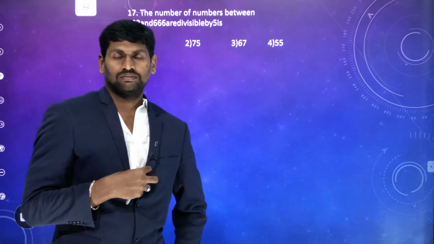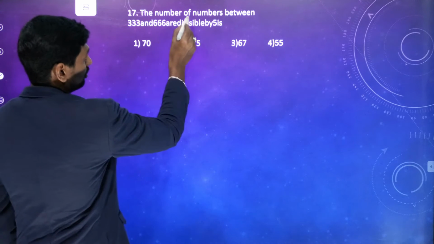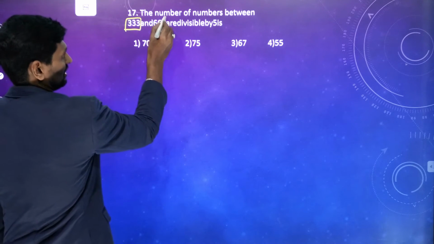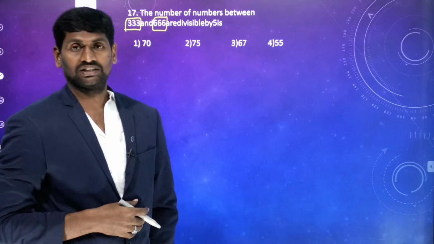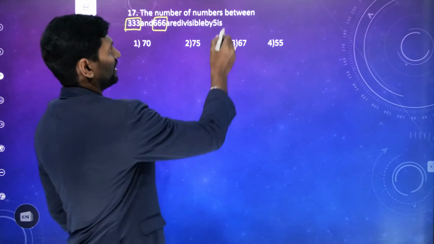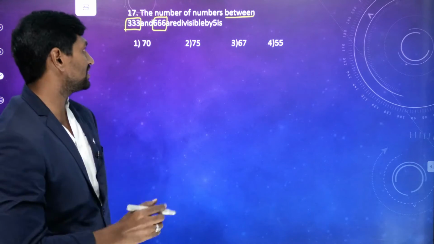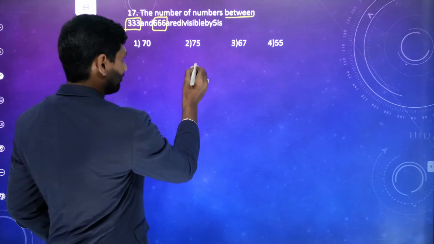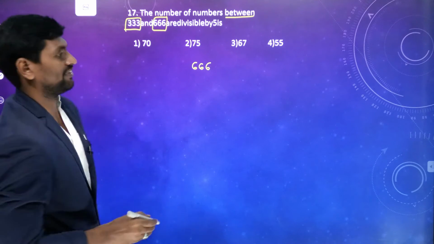Yeah. Before we discuss that, see the number of numbers between 333 and 666 divisible by 5. Between numbers we have to find it. Same process. First the larger number. If you consider the larger number, how many numbers between them are divisible by 5?